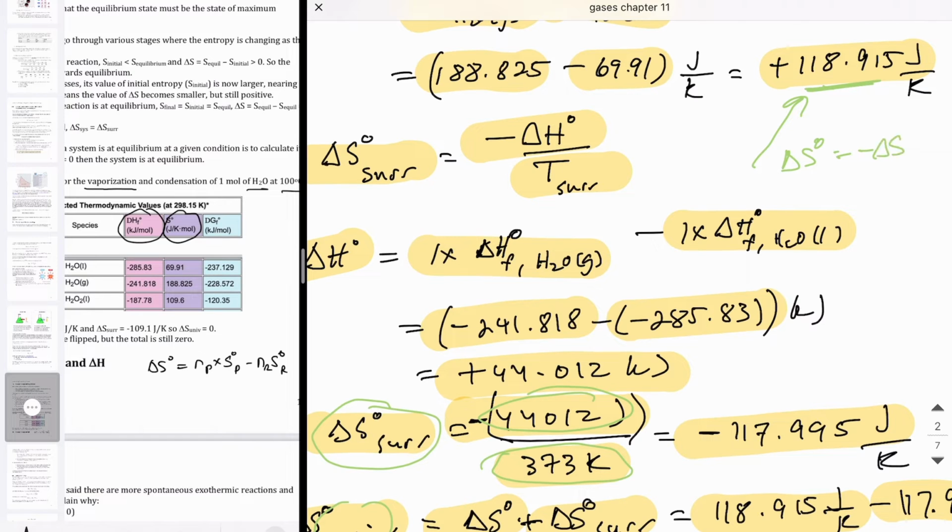Since delta S of the universe is zero, that means that the value of the delta S of the system should be the negative of delta S of the surrounding. And since I know this is equal to negative delta H over T, you can see how knowing this number and knowing the delta H allows me to calculate the equilibrium temperature. Okay, so anytime I need the temperature of a particular phase change, I can calculate it if I have access to these thermodynamic values of entropy and enthalpy.